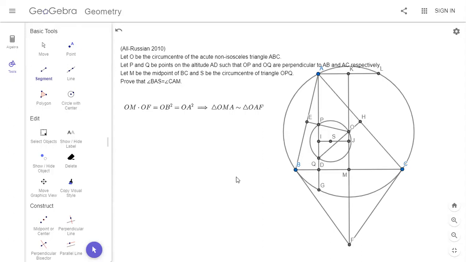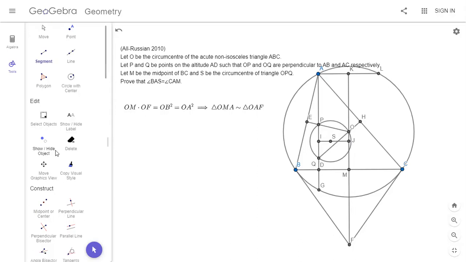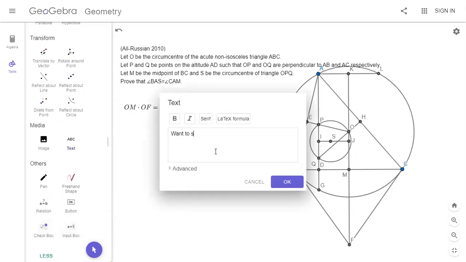So we want to show that AI over JF is IS over SJ. Oh, I think I had the ratios backwards. So we want to show, let me write this out. We want to show that JF over JK equals KO over OM. Let me write this out. Want to show JF over JK is equal to KO over OM.